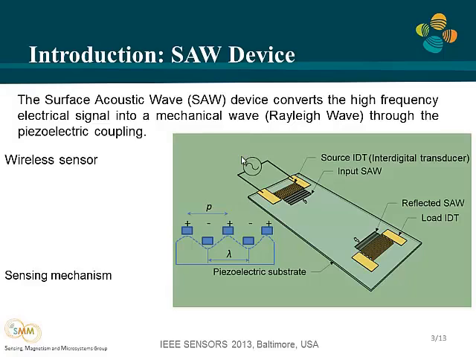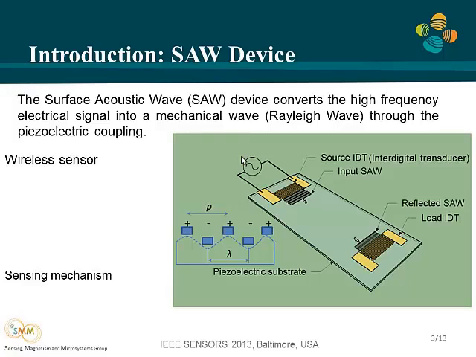The way it works is that when a high frequency electrical signal is applied on these electrodes, they will accumulate charges of different polarity, and when these charges change polarity at a certain frequency, that will induce a mechanical wave. This wave, also called a Rayleigh wave, may travel along the substrate and get reflected by another IDT. SAW devices have been widely used as resonators and filters for RF applications.